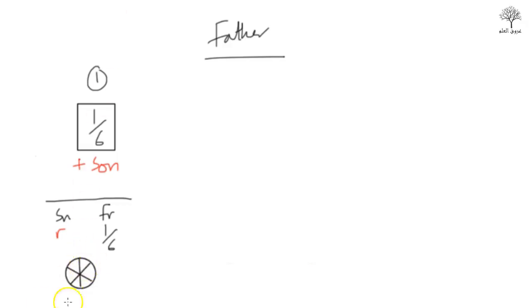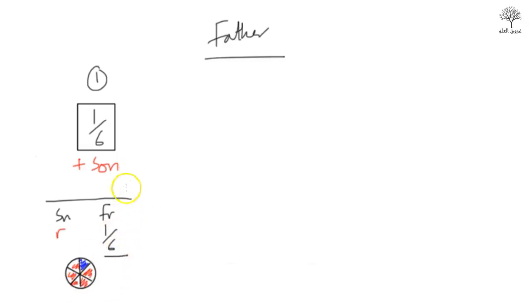Now we're going to break this down into 6, like a cake that has 6 pieces. 1 piece goes to the father. How many pieces are left? 5 pieces left. So 5 pieces will go to the son. So this is how we're going to work it out. Father gets 1/6 and the son will get the remainder.